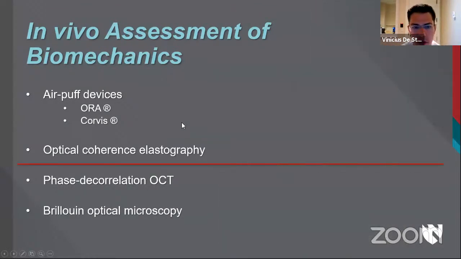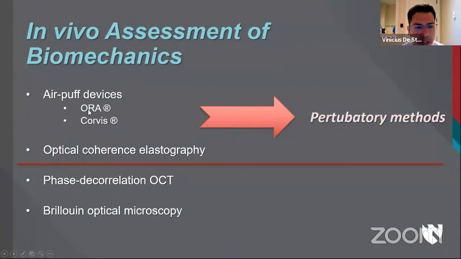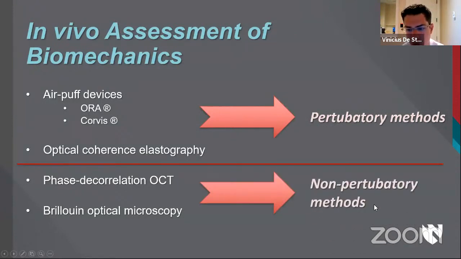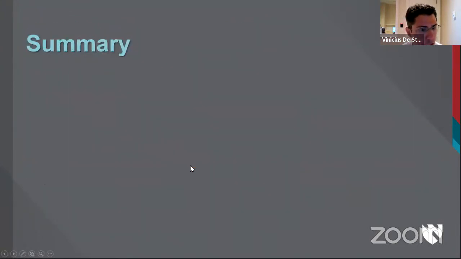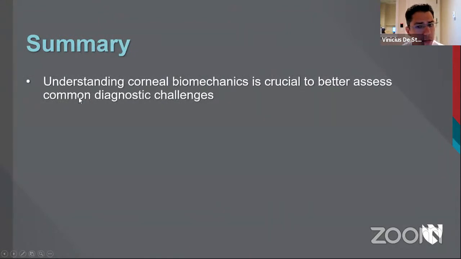So if you want to divide those four major areas here, you have the perturbatory methods, either by an air puff or by direct contact, or you can have the non-perturbatory methods, which is basically using just light to assess the biomechanics. And in summary, understanding corneal biomechanics is crucial to better assess common diagnostic challenges.